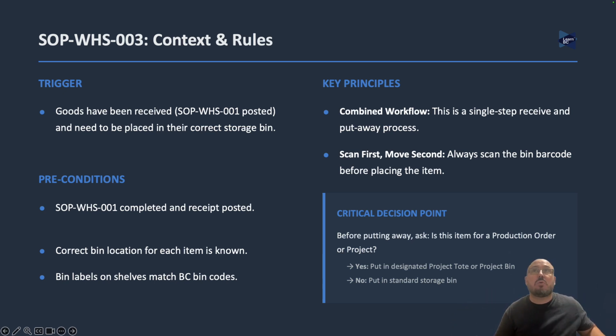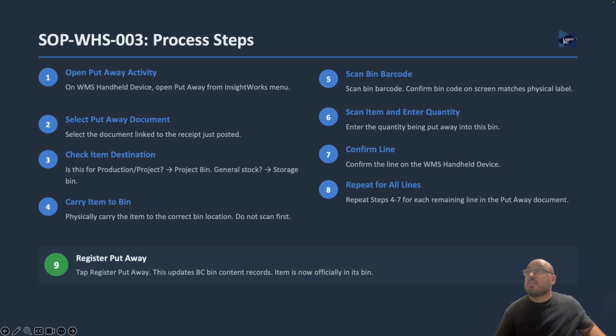You need to know that sometimes goods just don't belong to stock. All right, let's talk about the procedure. I've received goods. I've got 6 receipts completed. What do we do? So what we do is, number 1, we open the put away activity. So we go in the handheld device, we click putaways from InsightWorks.